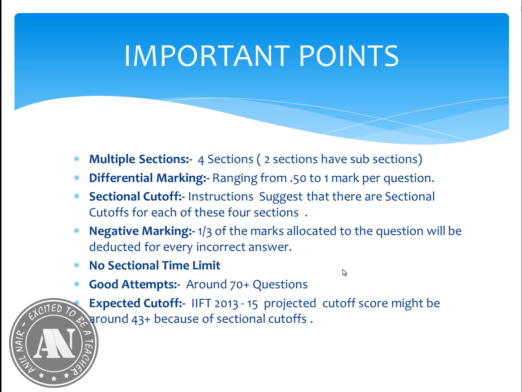Anil Nair says 43 plus, Sarin says 45 plus. Kalyan? I don't think 45 is a huge score. I don't think that will be the cutoff score. It might be around 40. The only reason is sectional cutoffs. If you clear the sectional cutoffs, then automatically your score will be around that; the person has to clear all the cutoffs.